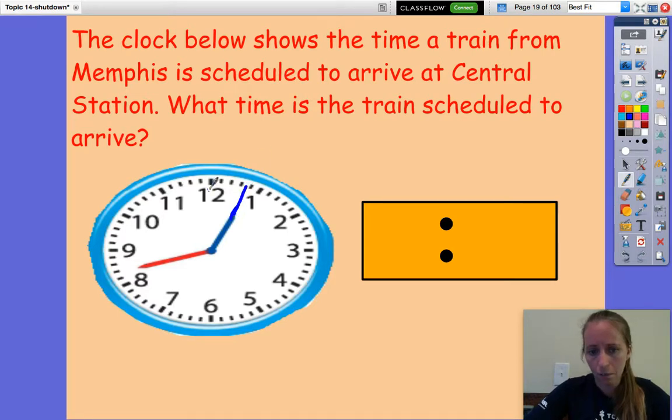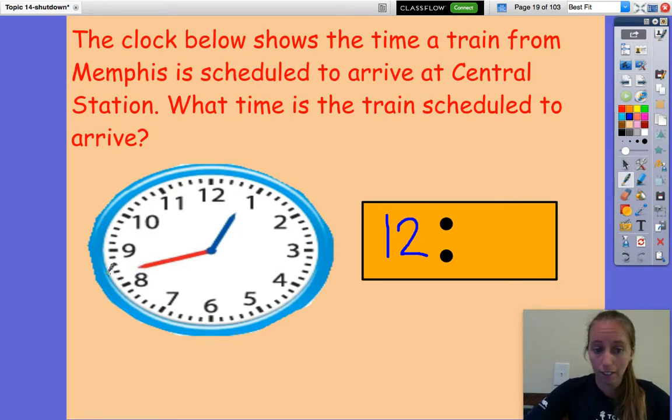Okay, it's in between the 12 and the 1. It didn't make it to the 1 yet. So I know that it has to be 12 o'clock still. It's not at 1 o'clock yet. It's in between 12 and 1. Now, this is the minute hand.